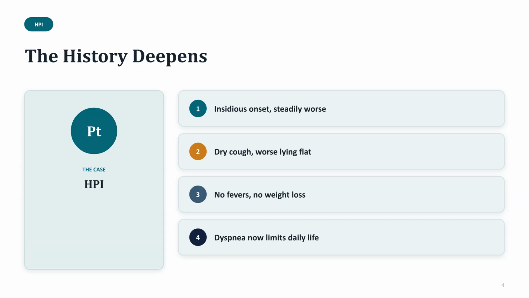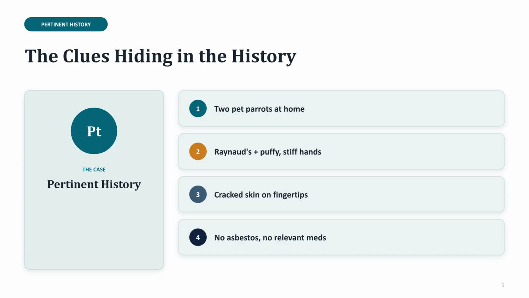Let us build the history. Her breathlessness came on insidiously and has marched steadily upward. The cough is dry and nagging, worse when she lies flat. She has had no fevers, no night sweats, no weight loss. That absence pushes infection and malignancy down the list. What we have is a slowly progressive process, restrictive in flavor, and now severe enough to reshape her daily life. So the workup begins.